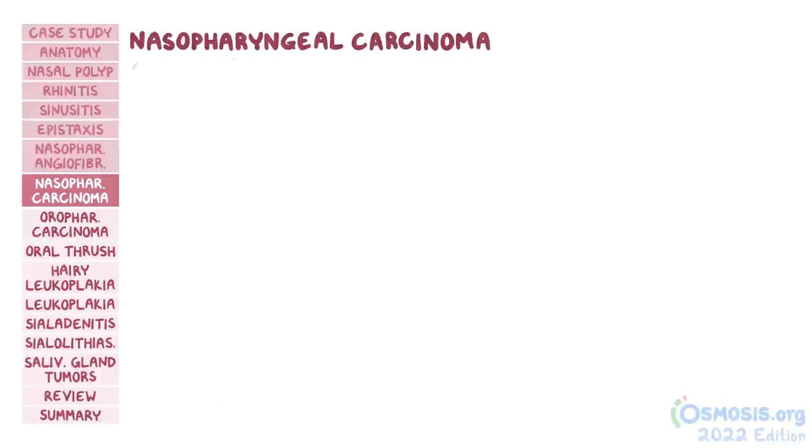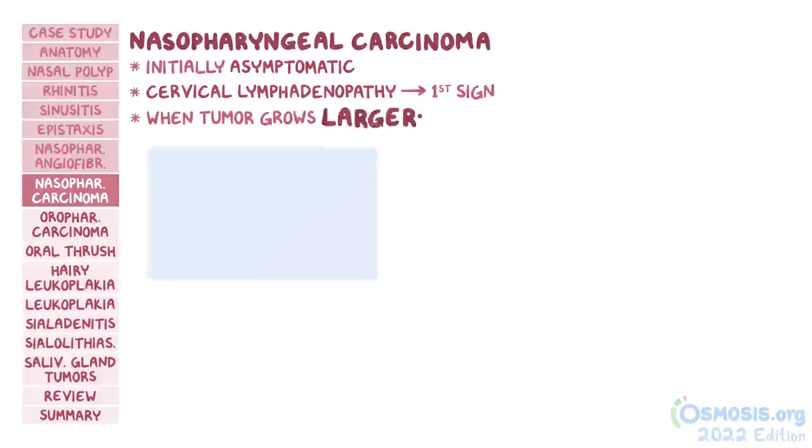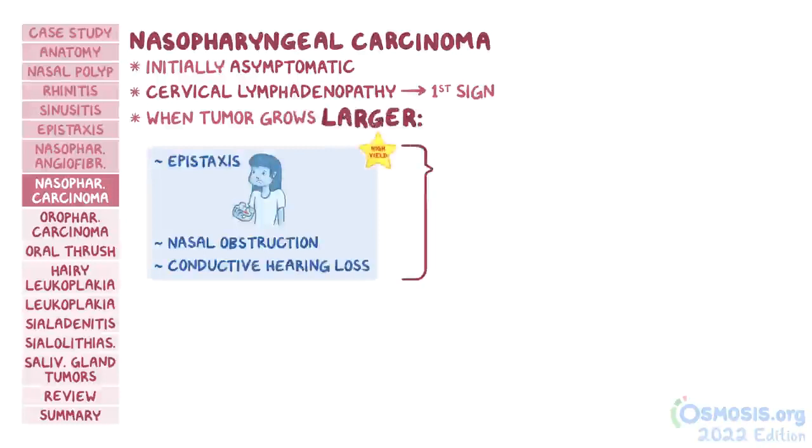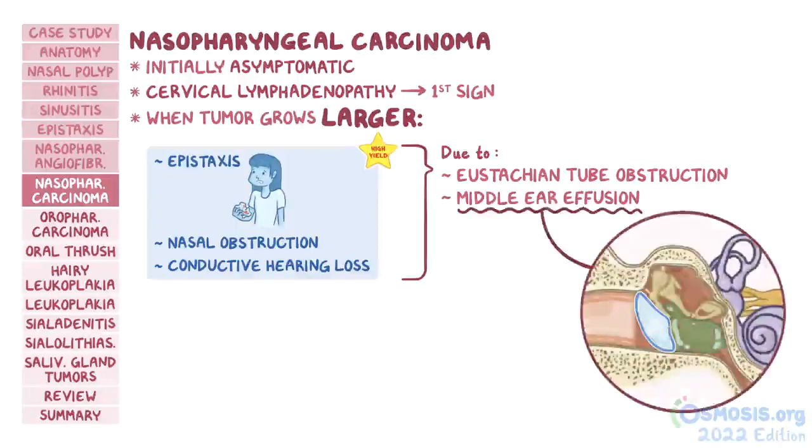Okay, so individuals are initially asymptomatic. Cervical lymphadenopathy is the first sign in many patients. When the tumor grows larger, it can cause epistaxis, nasal obstruction, and conductive hearing loss due to eustachian tube obstruction and the development of a middle ear effusion. Middle ear effusion refers to a buildup of fluid in the space behind the eardrum.